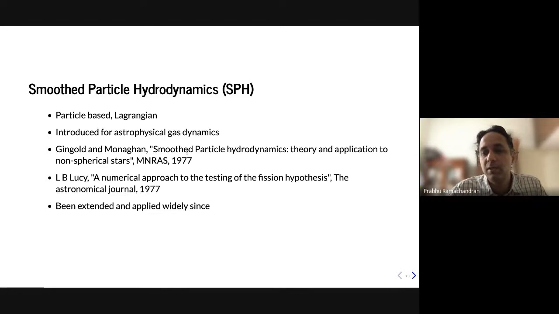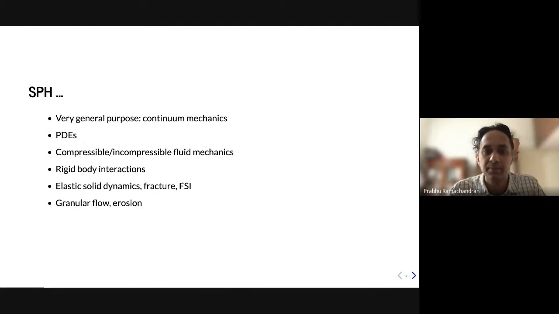However, even though it started in this area, it has been extended very, very widely. So it's been applied to all kinds of domains ever since. And the advantage of this approach is that it is very general purpose. Essentially, it's a continuum method. A lot of people who start out thinking of particle methods think immediately of the kinetic theory of gases. And that's not the case. It's not like the particles here are representing a molecule or an atom. They are actually continuum methods, which means you're essentially using the particles to discretize a field, a continuum field.